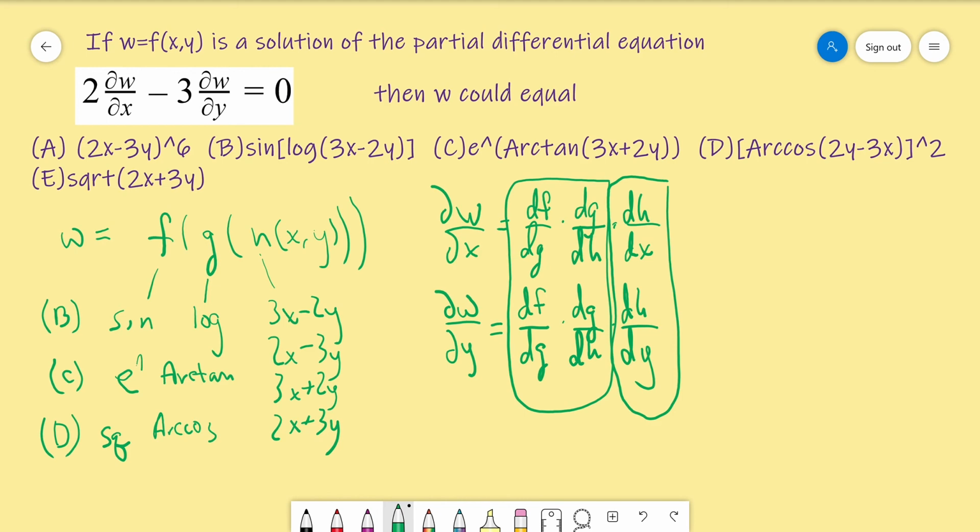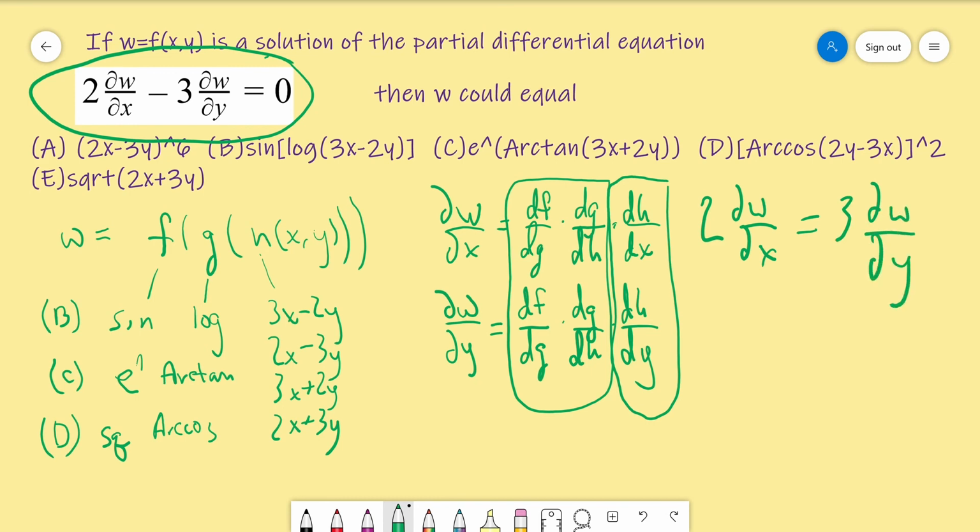So now, if we take this equation and we rewrite it like this, 2 times dW/dx equals 3 times dW/dy, then we realize that in order for this to work, this last derivative here with respect to x times 2 has to equal the derivative with respect to y times 3. Well, that's going to work if this is 3 and this is 2.